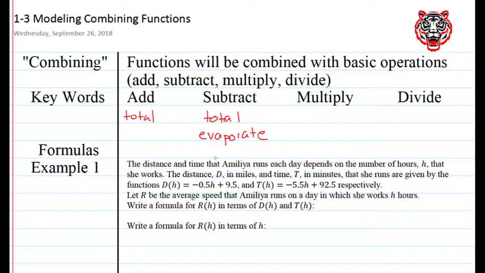Multiplication. Usually with multiplication, you just kind of have to eyeball it. One thing that definitely means you're multiplying is if you're finding area, because you're going to be doing length times width. That is multiplying.